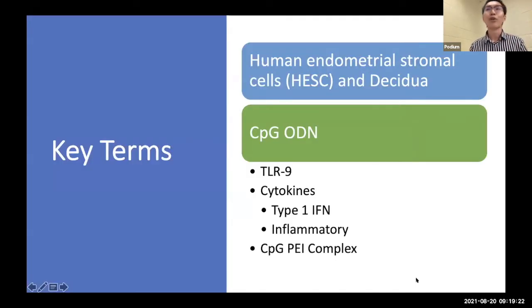So before we get started with my presentation, I'm going to talk a little bit about the key terms. These are some terms that I think might be helpful to know. We have human endometrial stromal cells, or in short, HESC, and decidua. We also have CpG ODN, which is the treatment that we worked with. And I'm also going to talk about TLR-9, cytokines, and CpG-PEI complex.